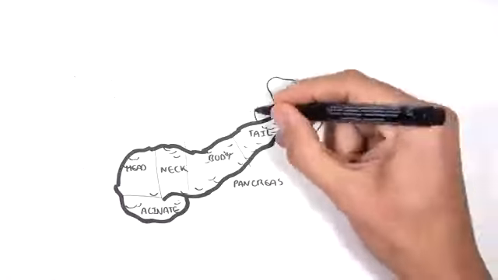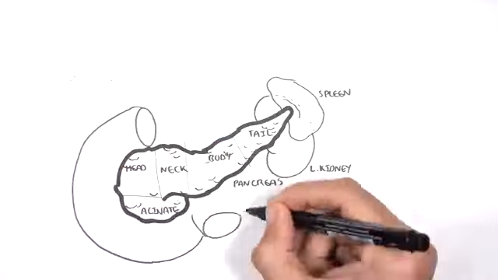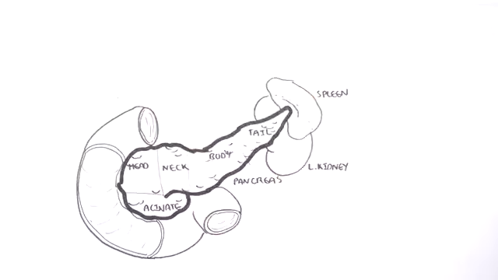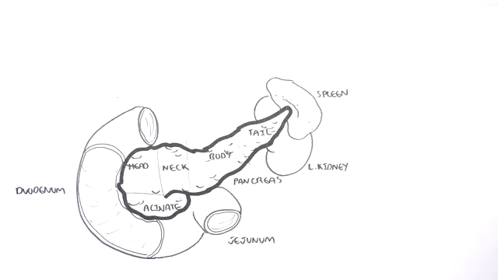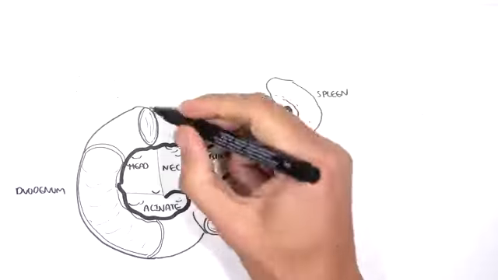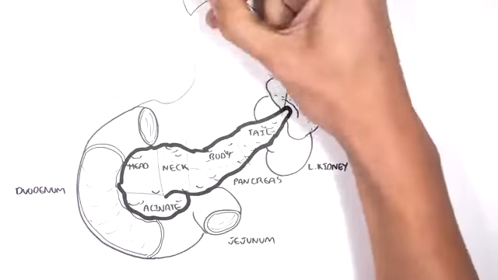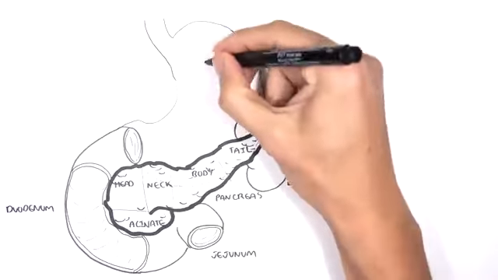Behind the pancreas sits the left kidney. The head and uncinate of the pancreas interacts with the first part of the small intestine called the duodenum. The beginning of the second part of the small intestine called the jejunum also interacts with the inferior surface of the pancreas. Sitting anterior and superior to the pancreas is the stomach, which joins to the duodenum.